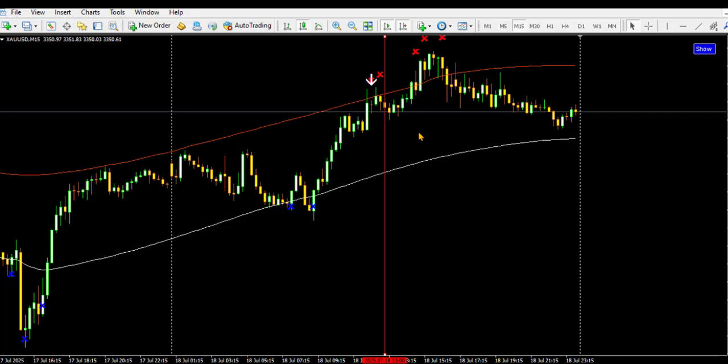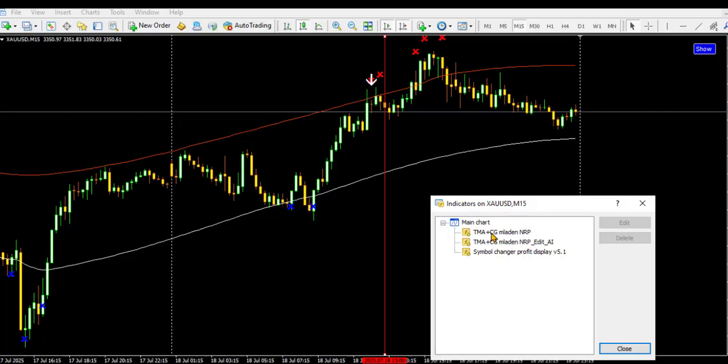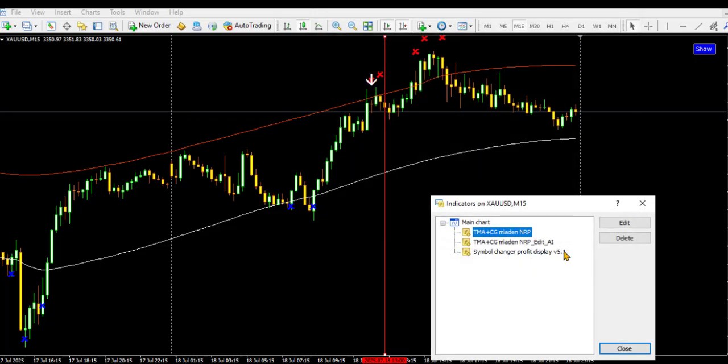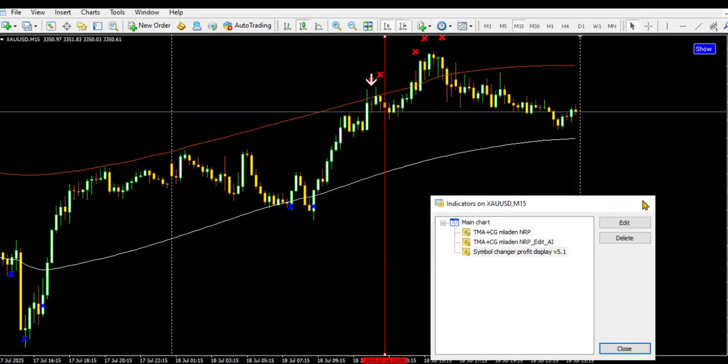I have included my template in the video description. The links to download the indicators I use for this particular strategy are in the video description, and I did include my template so that you have the same settings like mine. So what I use is just a TMA indicator. These are the settings, and the second indicator is still the same TMA indicator with additional settings and the symbol changer. Just check it out. The download link is in my video description.